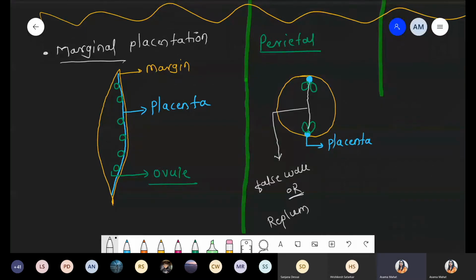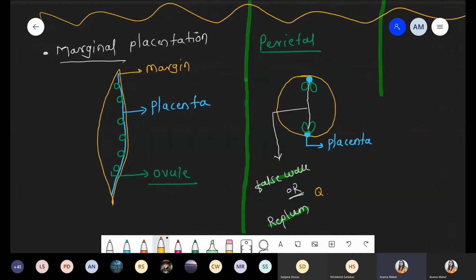False wall, also called as replum. There is one question on the replum. Replum belongs to the parietal category, and it is very common. It is present in mustard. Simple example: if you see the mustard seed, it looks like a single seed, but when you crush it or add it inside oil, it starts breaking and looks like two compartments, right?